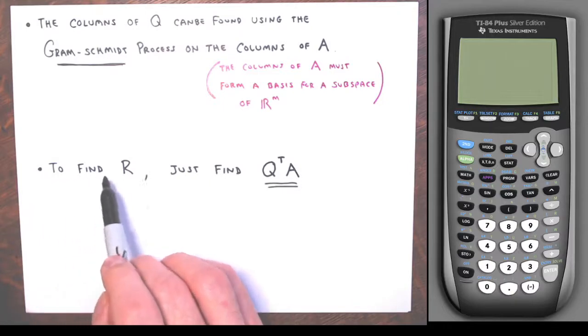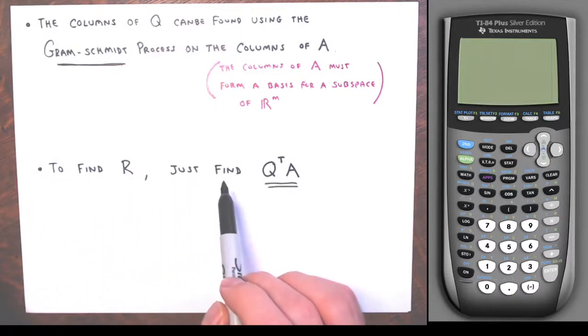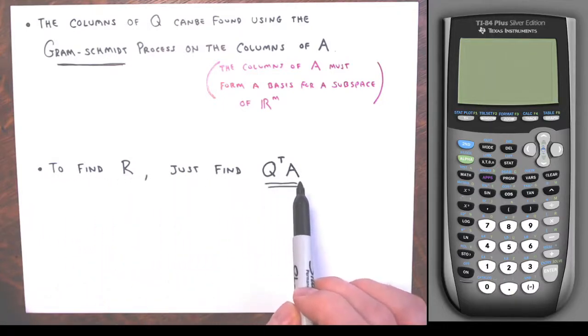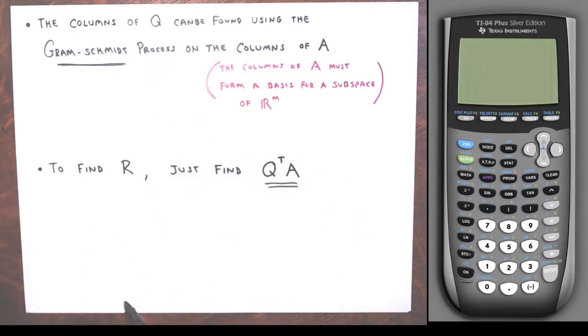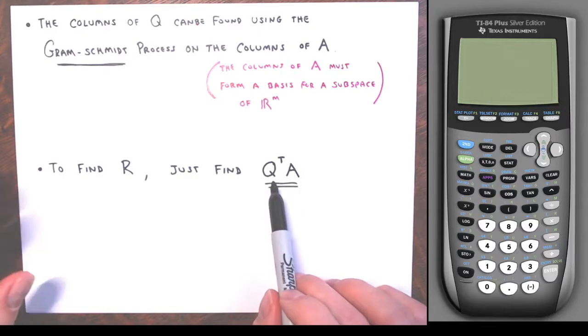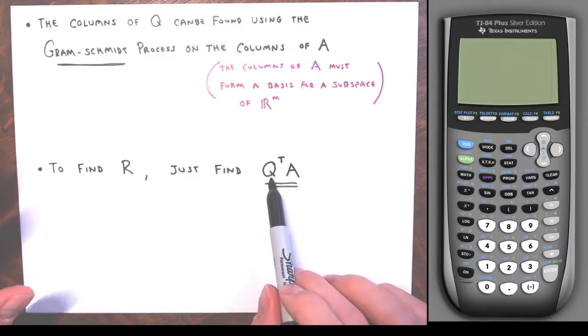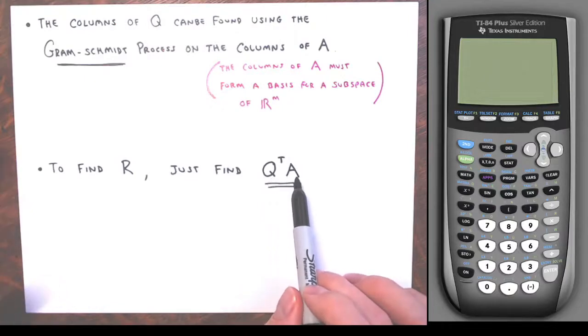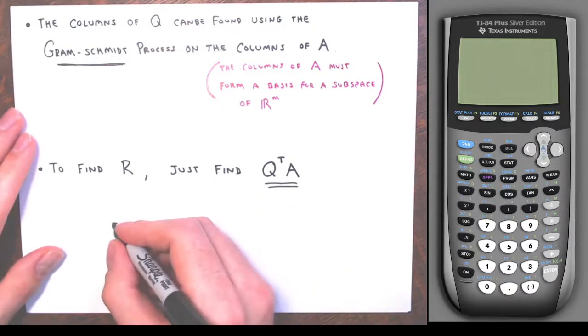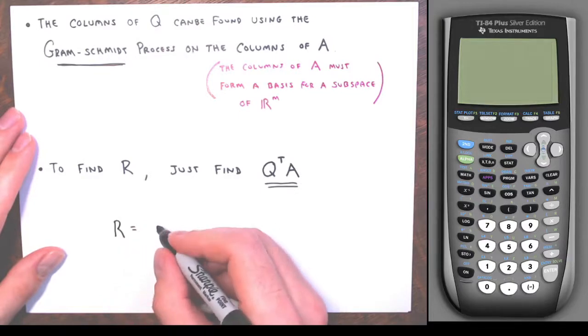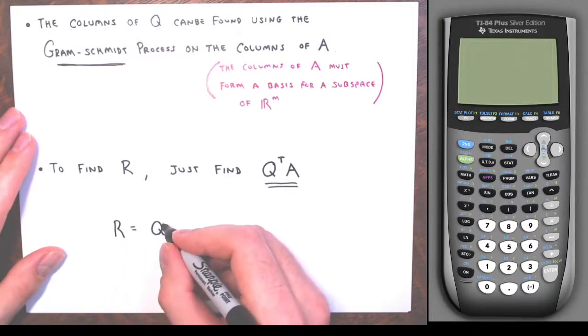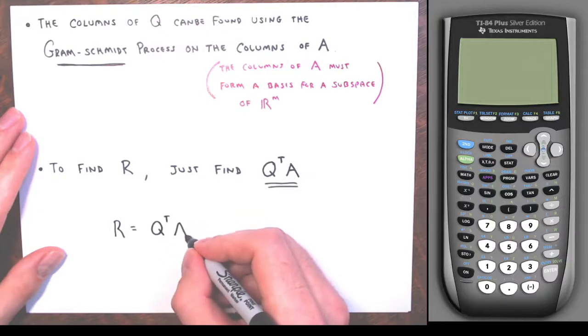And then to find R, just find Q transpose times A, because you'll know what Q is after you perform the Gram-Schmidt process to get a set of orthonormal vectors to form Q. You'll know what Q is, so then you'll know what Q transpose is, and you'll have A already. So R, that upper triangular matrix I mentioned, is Q transpose times A.